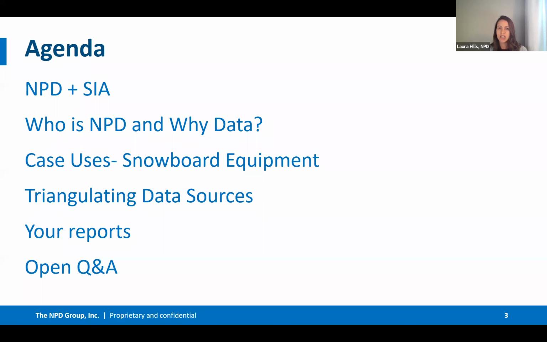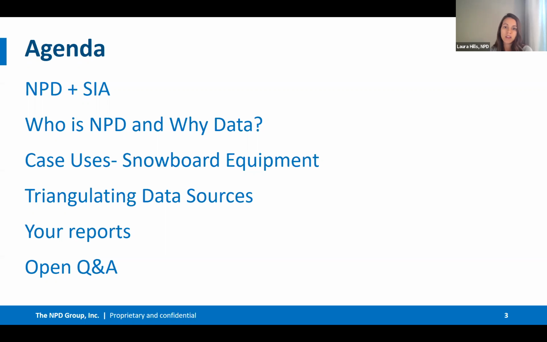So for today's agenda, I'm going to tell you a little bit about NPD and where our data comes from. I'll make the case for why it's so imperative to pay attention to data, and also the aspects of your business where you can apply it. And then I'll take you through the most recent data presented on today's category and suggestions of ways that you can leverage it. Today's category being snowboard equipment.